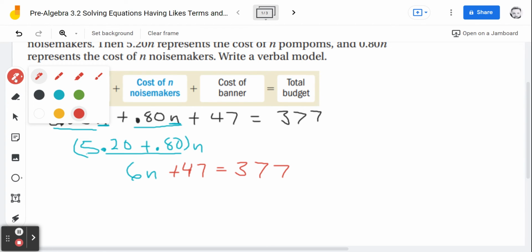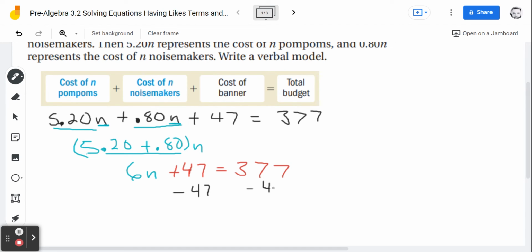So now it's just a two-step equation like we did yesterday. So now I'm just going to do what? Move the 6 or the 47? Which one do I do first? Yep. I'm going to do the 47 because the 6 is always last. I'm adding 47, so the inverse is subtract. This equals 0. 0 plus 6n is just 6n. 377 minus 47 is 330, right?